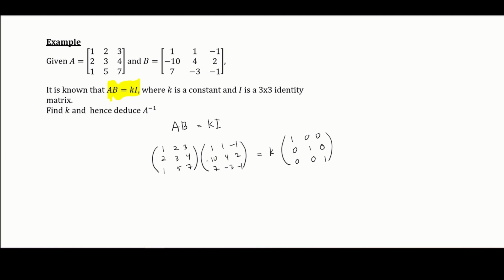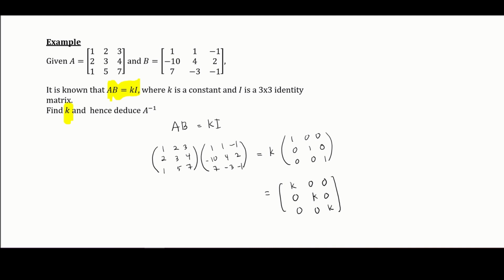Alright, so we need to find the value of K here. If we multiply the constant into the identity, we get K, 0, 0, 0, K, 0, 0, 0, K. So if we multiply A and B, we're going to get this matrix K, 0, 0, 0, K, 0, 0, 0, K, which is KI.